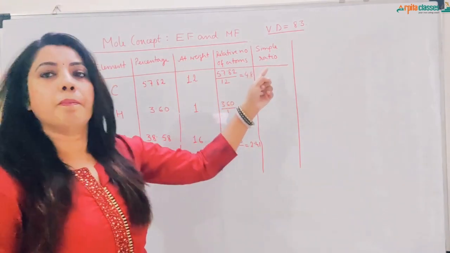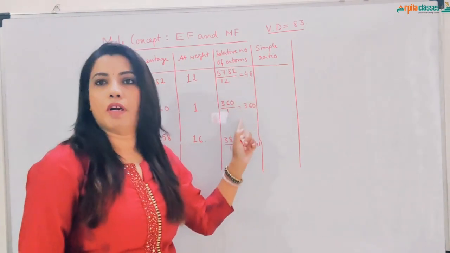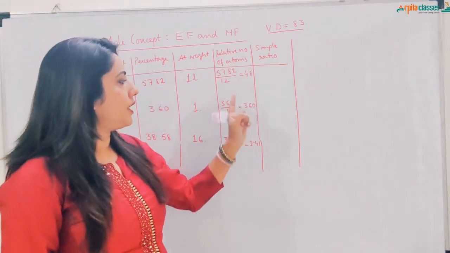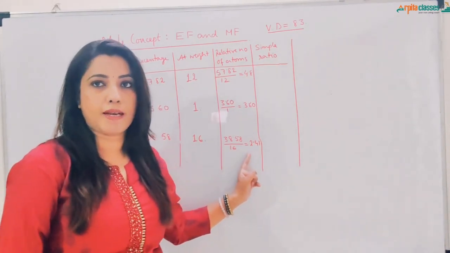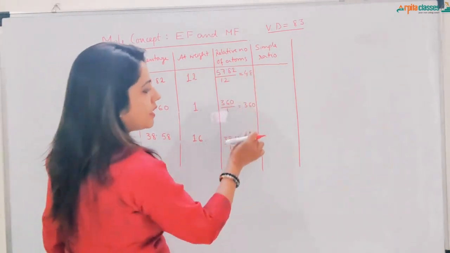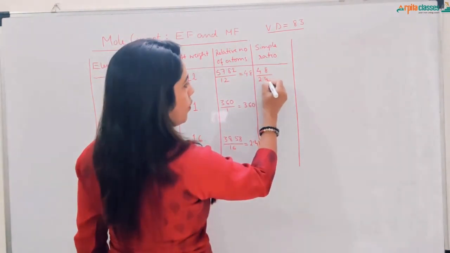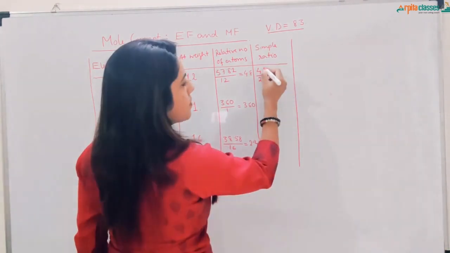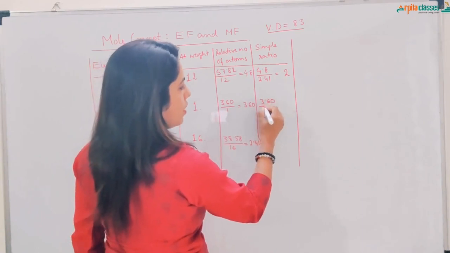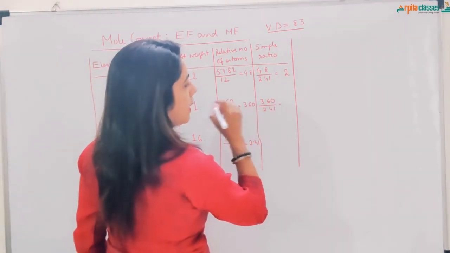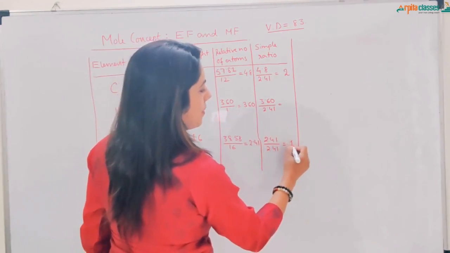Now, to find out the simple ratio, we have to divide this by the smallest number. Now, we can see here it is 4.8, here it is 3.60 and here it is 2.41. So, 2.41 is the smallest number. So, we'll divide all this by 2.41. So, it will be 4.8 upon 2.41, it almost comes to 2. This is 3.60 upon 2.41. And this is 2.41 upon 2.41. So this is coming 1.